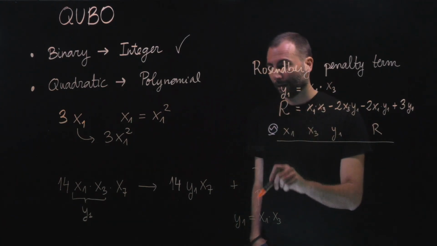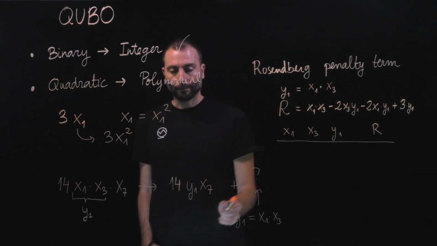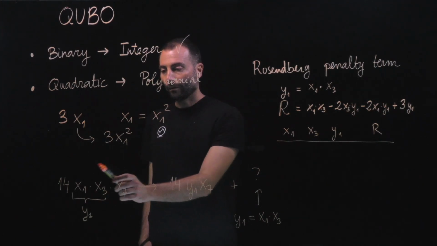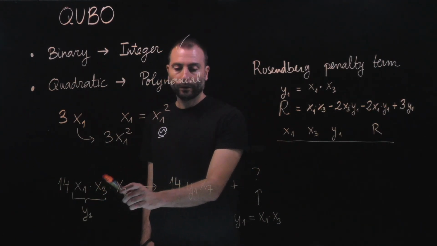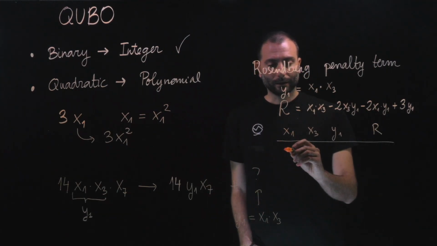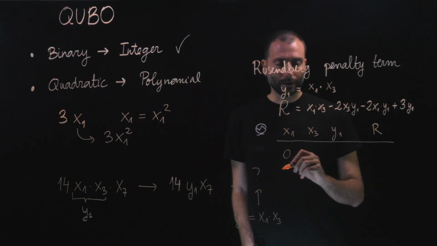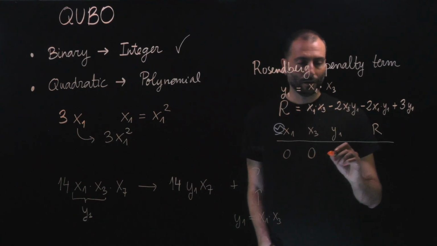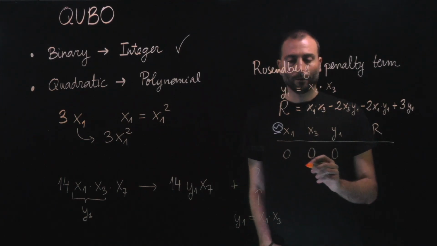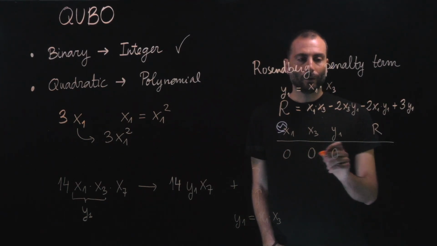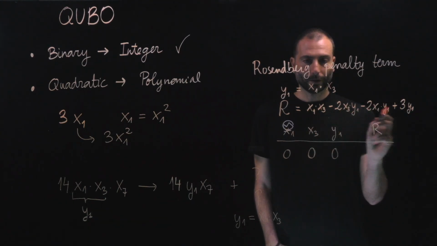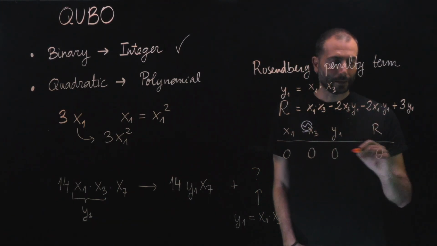And in this way, we will have been able to decrease the order of our polynomial from a polynomial of degree 3 to a polynomial of degree 2. Okay, so let's see. Imagine that x1 is 0, x3 is 0, and then we want y1 to be 0. Then notice that if I evaluate this penalty term, indeed everything is 0 here, and the penalty term is 0.